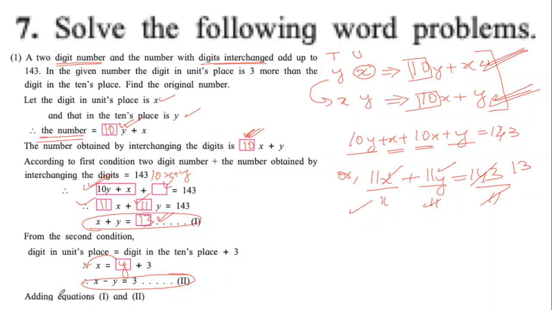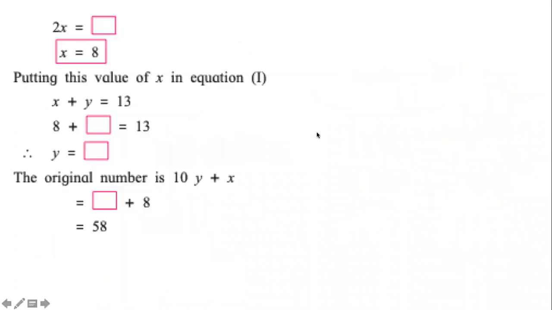Okay. Now it says adding equations 1 and 2. Adding equations 1 and 2. Let us do that on the next page. Remind me, what is equation 1? x plus y equals 13. This is 1. Second equation, x minus y equals 3.